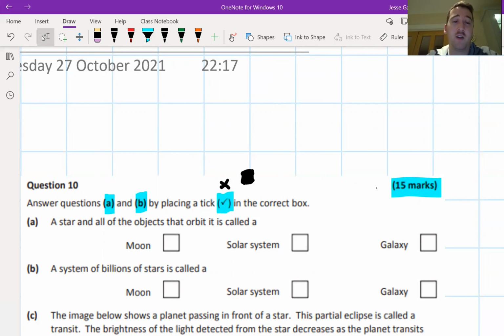So either tick it on your exam papers, or if you don't have exam papers, just write question 10A and write down which one it is. Do that now, pause the video.